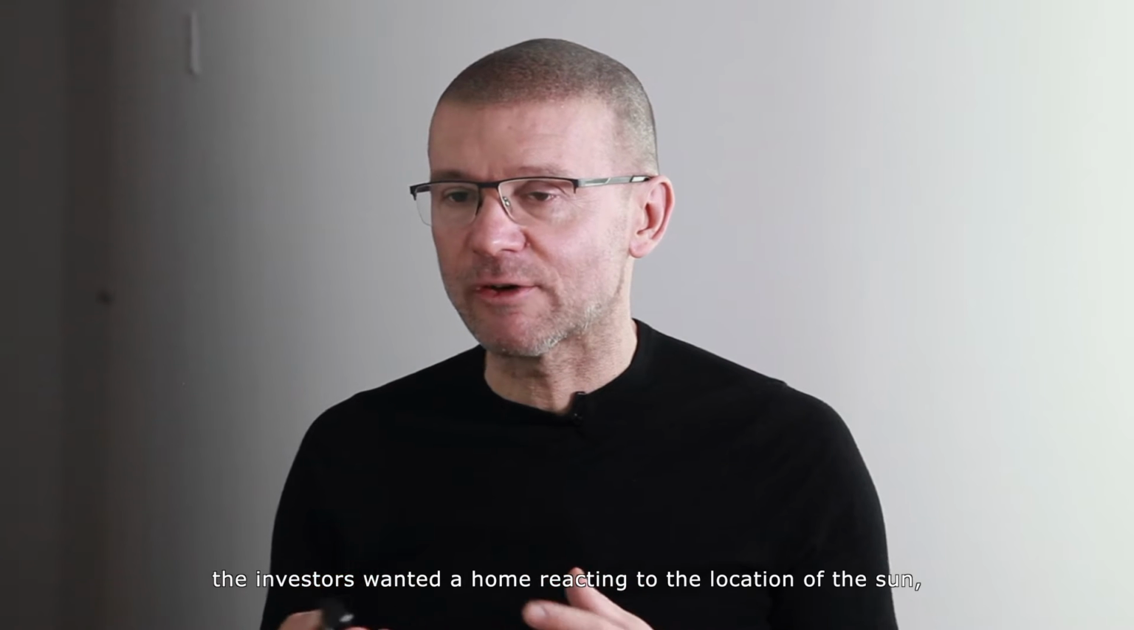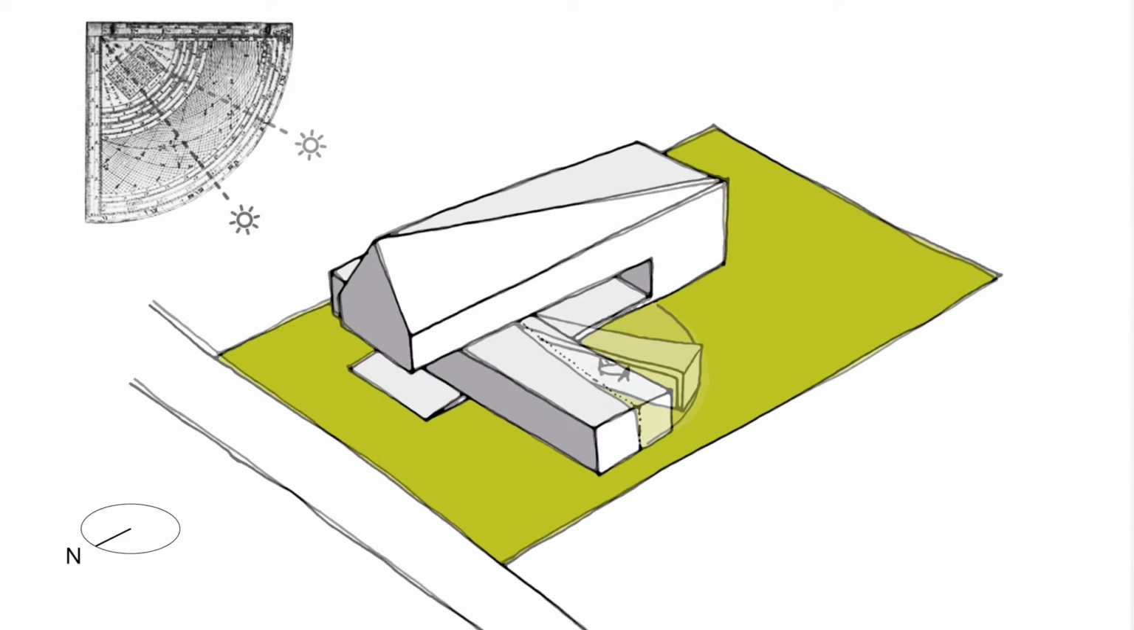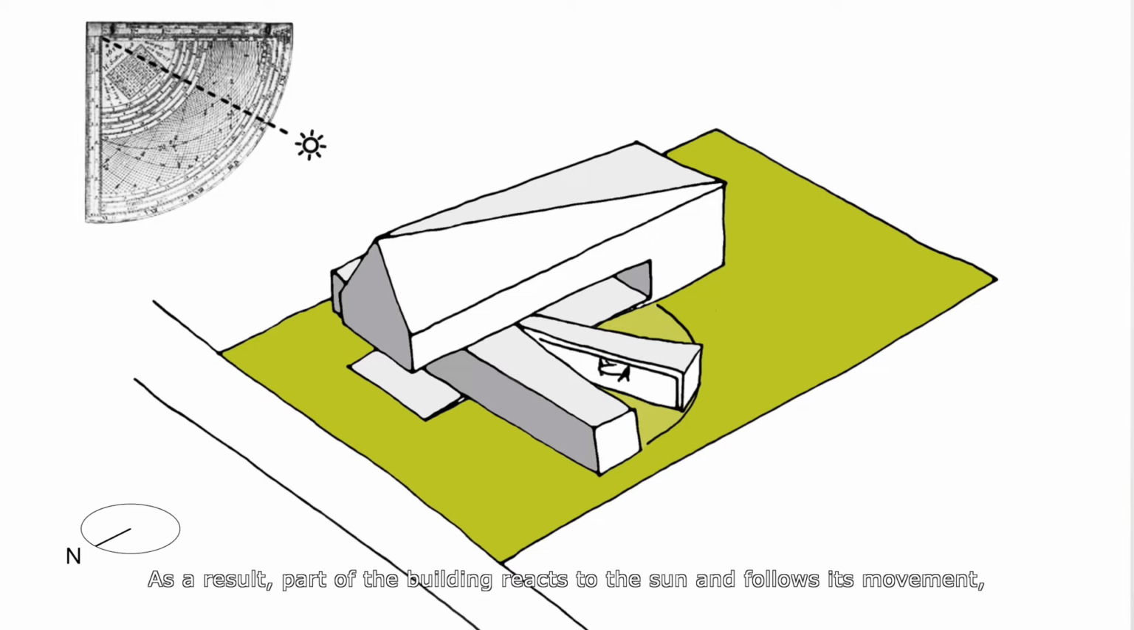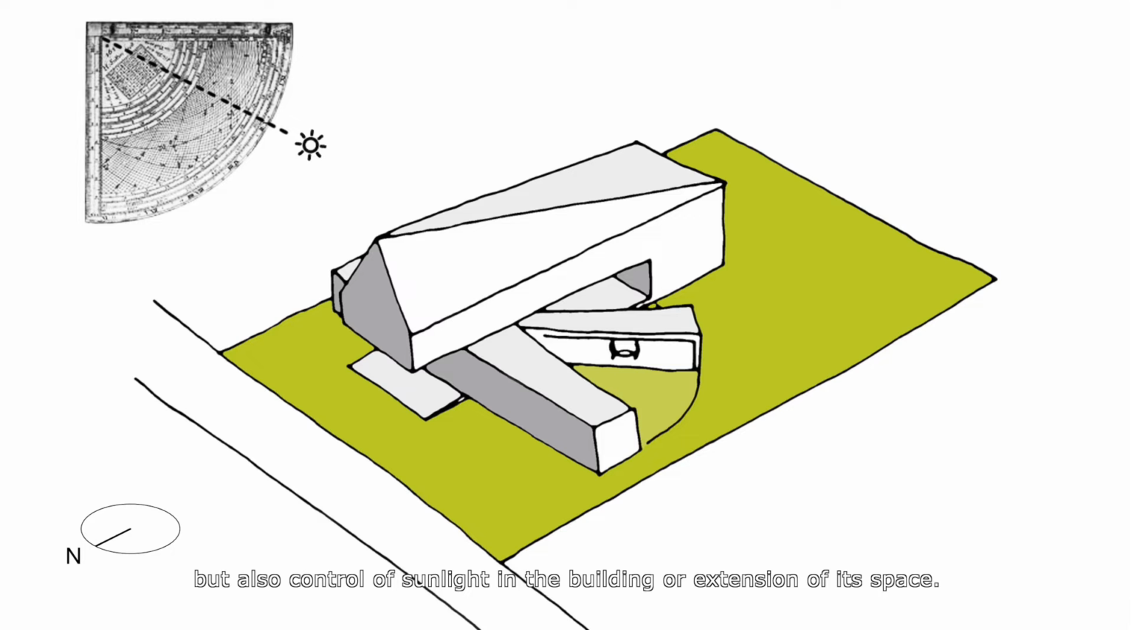But most importantly, the investors wanted a home reacting to the location of the sun, which is why we used the quadrant motif, an old device used to determine the position of the stars. As a result, part of the building reacts to the sun and follows its movement, giving residents, for example, shade and pleasant airflow when they are there, but also control of sunlight in the building or extension of its space, about which we're going to hear in a moment.